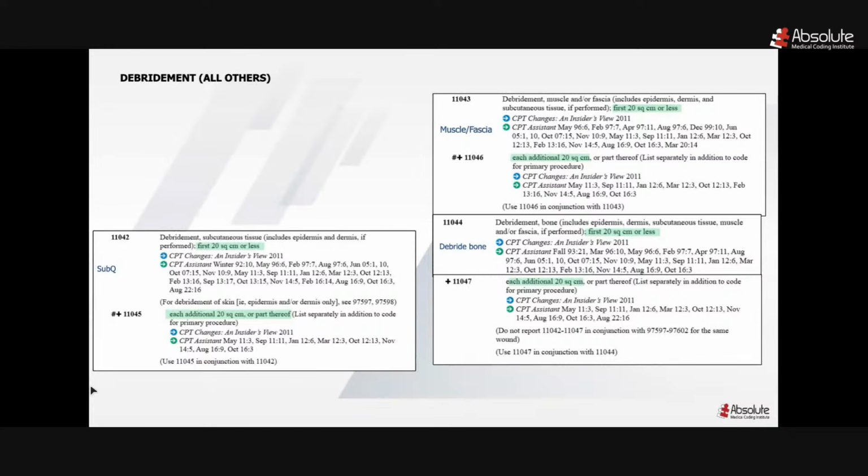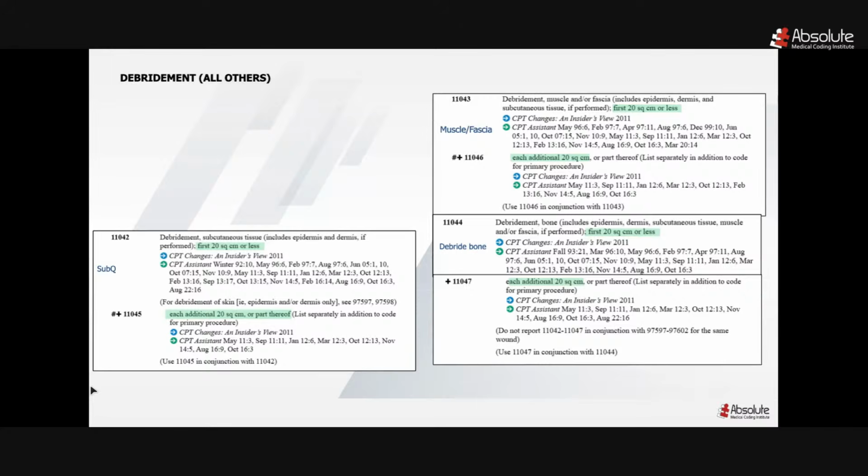Now these codes are, as you can see, again classified based on the depth of the debridement performed. So for a debridement done at the subcutaneous tissue level, you will code 11042. That is for debridement of subcutaneous tissue for the first 20 square centimeter or less. And 11045 is used for each additional 20 square centimeter. And next we have muscle and fascia debridement. For that, you will use code 11043, which is used for debridement of muscles and or fascia, including skin, dermis, subcutaneous tissue for the first 20 square centimeter or less, and 11046 that is used for each additional 20 square centimeter.